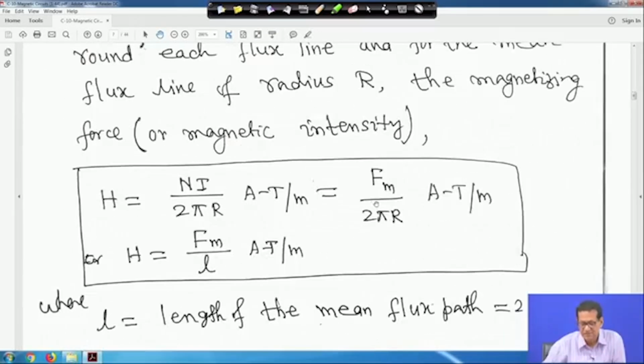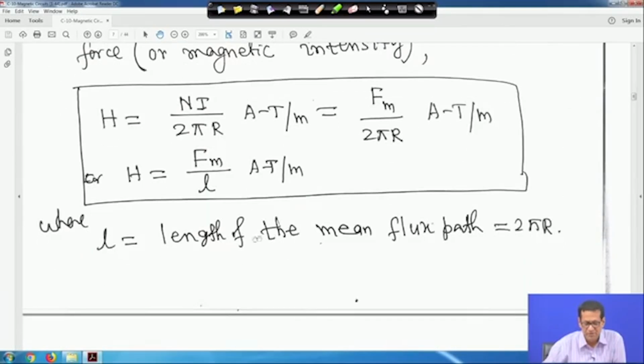So here you substitute, it will be Fm upon 2 pi r ampere turns per meter, or we can write H equal to Fm upon L ampere turns per meter, where L is the length of the mean flux path, that is the circumference, 2 pi r. So H is equal to Fm upon L, right.